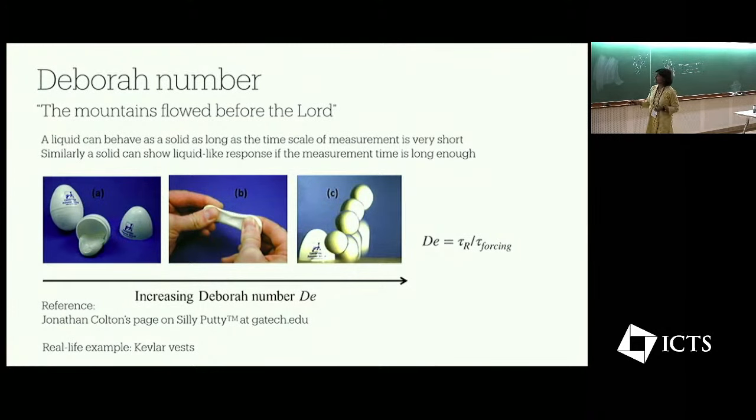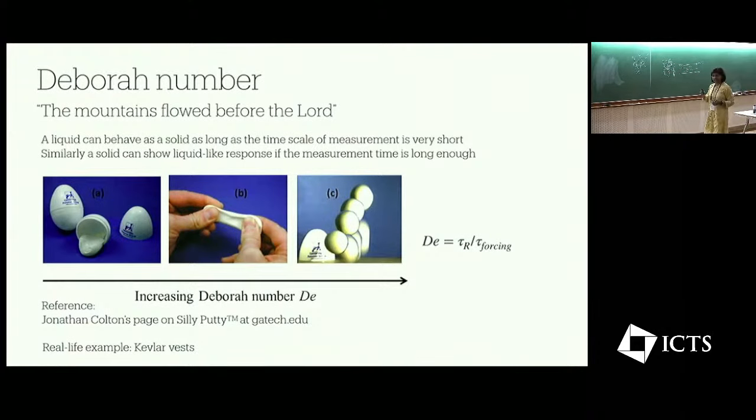So as you can see, when the Deborah number is very small, which means that the forcing time is much slower than the relaxation time of the material, you're giving the material enough time to flow. So the same material, depending on how fast you're pulling or pushing it, goes from being a liquid to a solid. Now, these might look like curiosities, but they have a lot of applications.